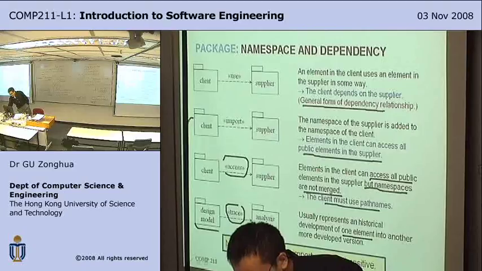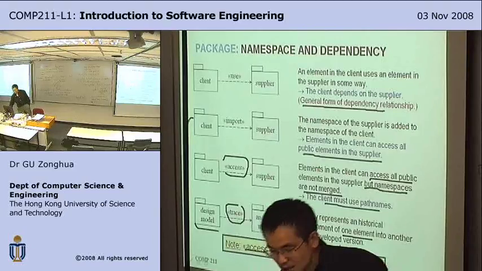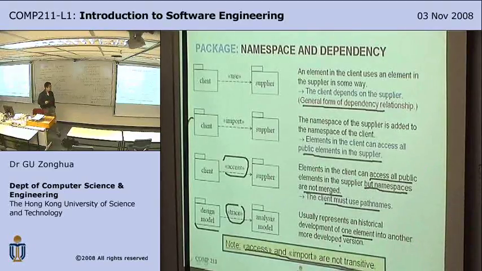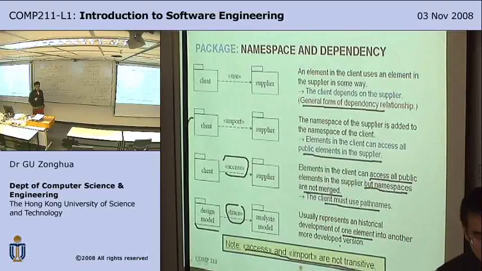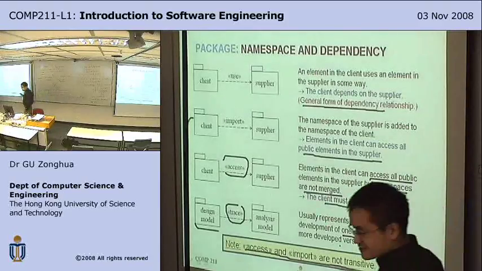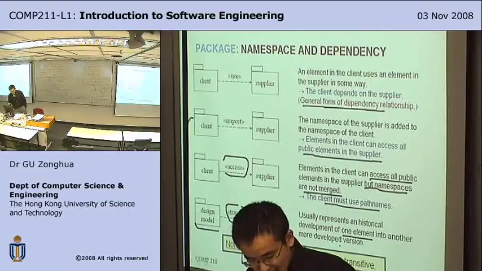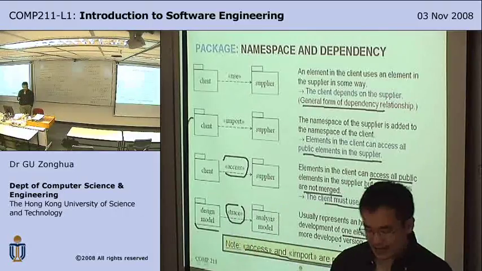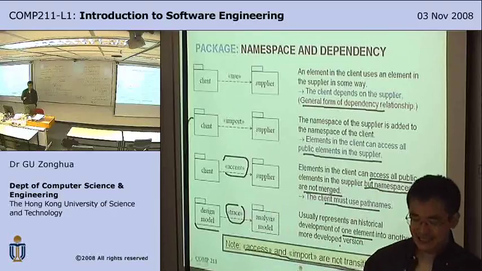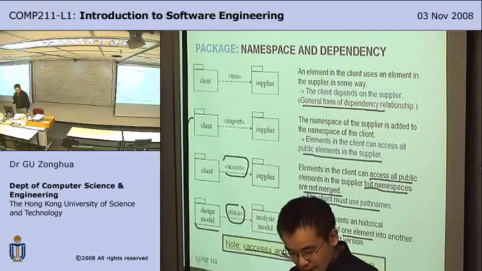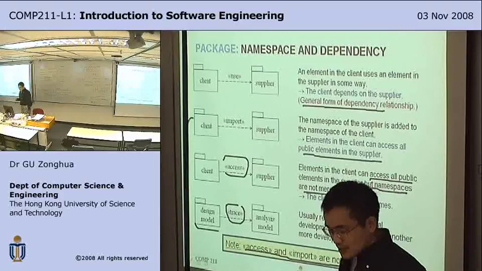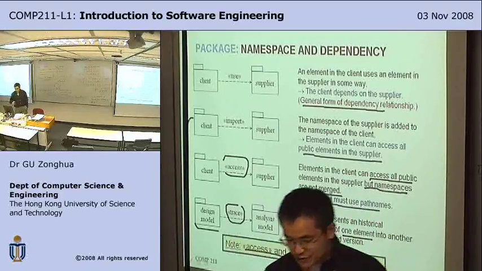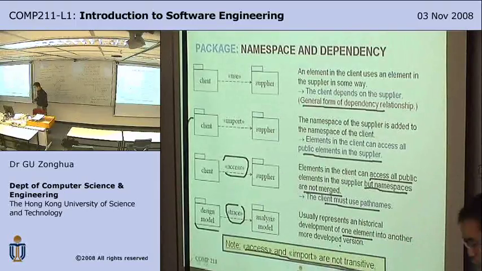So access and import are not transitive. Transitive means that if A accesses B and B accesses C, then A accesses C. That's transitive. But in this case, they're not transitive. That is, if you have A access B and B imports or accesses C, then A does not really access C. So this is different from the more usual transitive relationships.